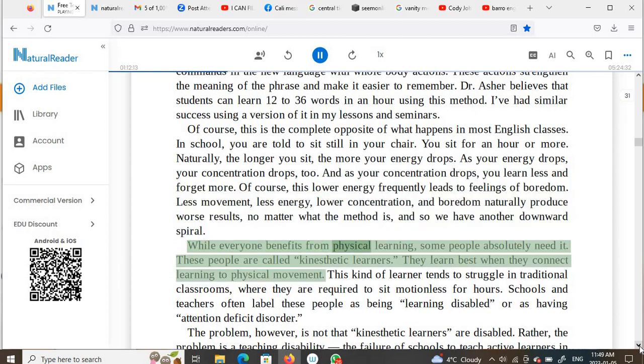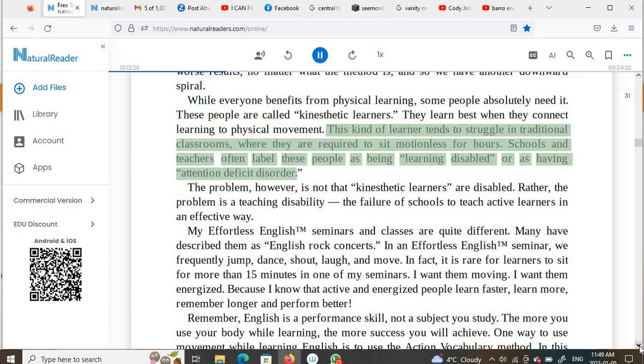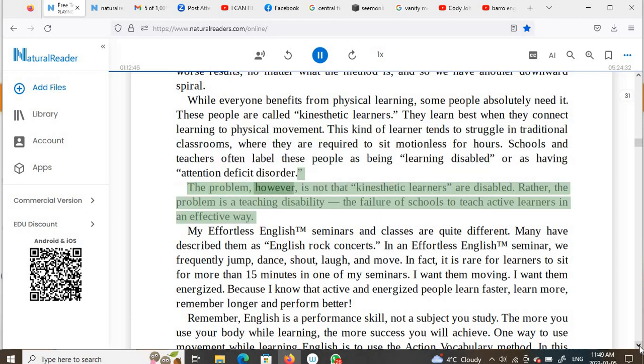While everyone benefits from physical learning, some people absolutely need it. These people are called kinesthetic learners. They learn best when they connect learning to physical movement. This kind of learner tends to struggle in traditional classrooms, where they are required to sit motionless for hours. Schools and teachers often label these people as being learning disabled or as having attention deficit disorder. The problem, however, is not that kinesthetic learners are disabled. Rather, the problem is a teaching disability, the failure of schools to teach active learners in an effective way.